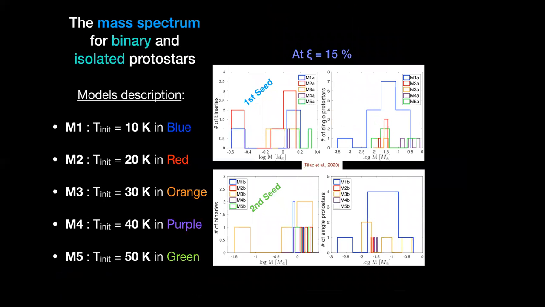So apart from the mass spectrum of all the protostars, we also studied distinctively the binary and the isolated protostars. We again find the trend that the binary is also contributing towards the mass spectrum, and the star formation efficiency of 15% is actually quite a significant part coming from the binary configuration which were forming in our simulations. Isolated stars also form, but binaries are quite significant in number, and they also contribute towards the mass spectrum.